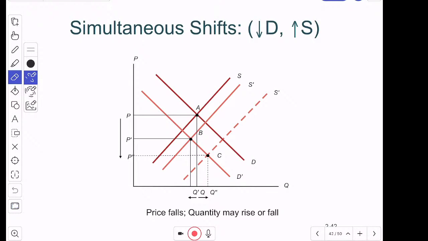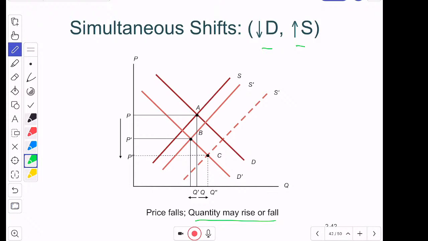Now here, what's indeterminate? If demand falls but supply increases, you can be sure that price will fall, but it's indeterminate if quantity will rise or fall. All right?